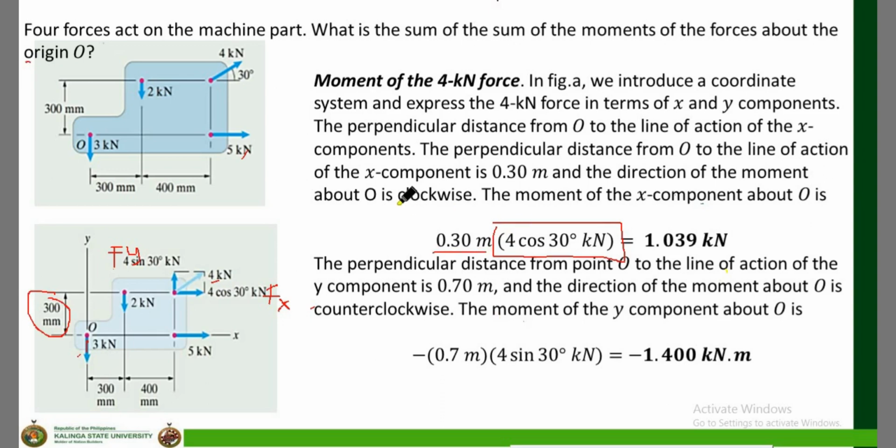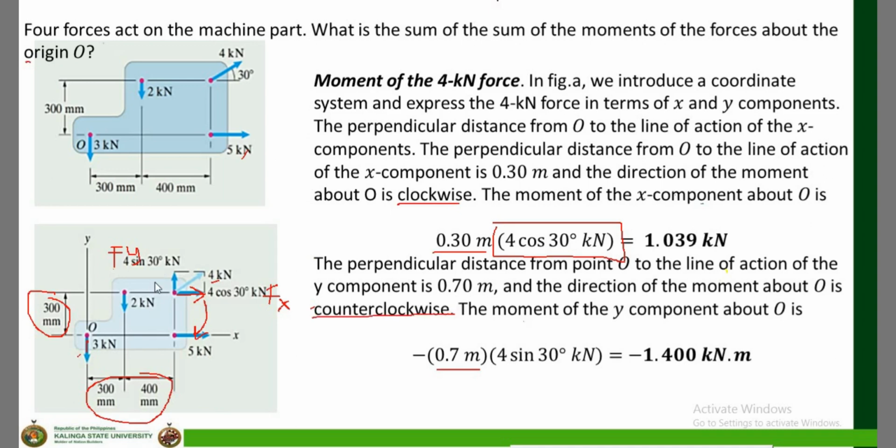Why positive? Because clockwise. For Fx, the direction it takes about point O is clockwise. Same true with the Fy. Again, Fy is pointing upwards, and the distance of Fy from point O is 0.7 meters, or 700 millimeters, as seen here in the diagram.